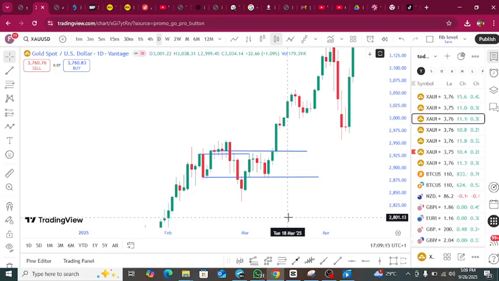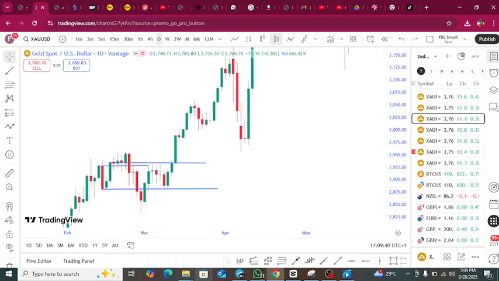So you wait for just two things: is it going to break? Is it going to reject? If it rejects, then price is going to go in the direction of the rejection. If it breaks down, then price is going to go in the direction of the breakdown. It's as simple as that. Once you know how to draw these key levels, it's as simple as that.